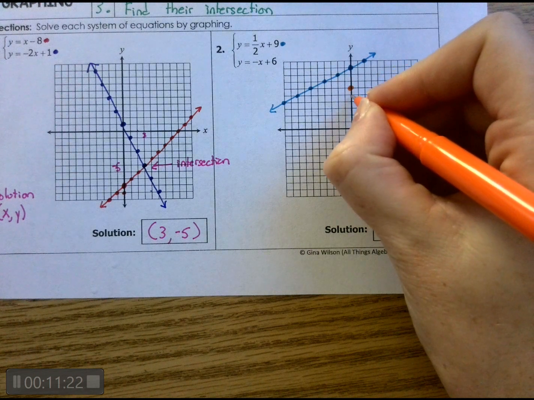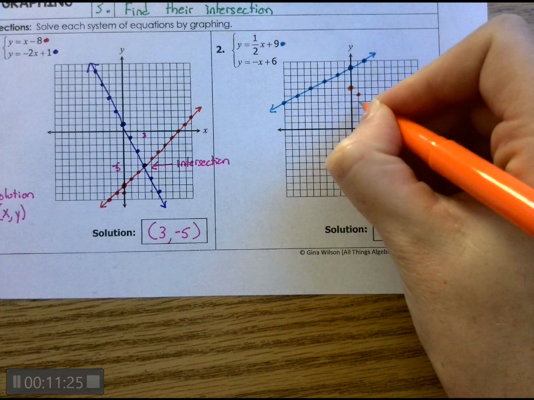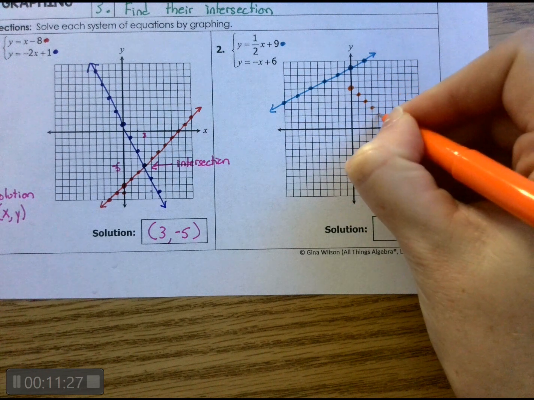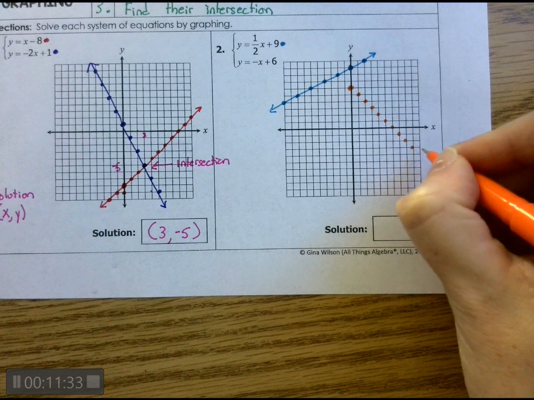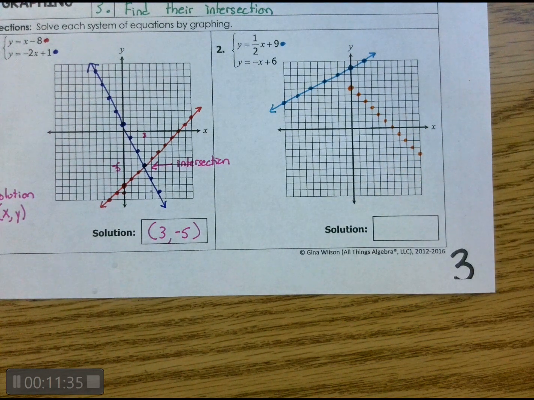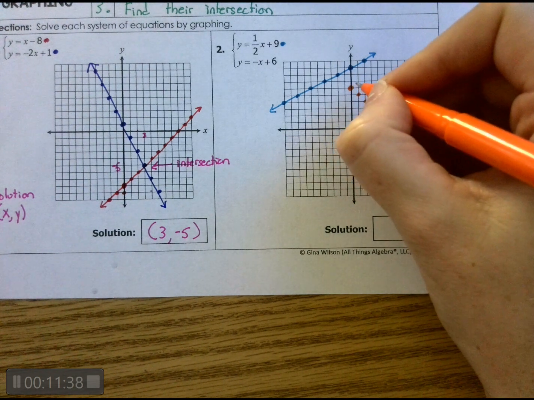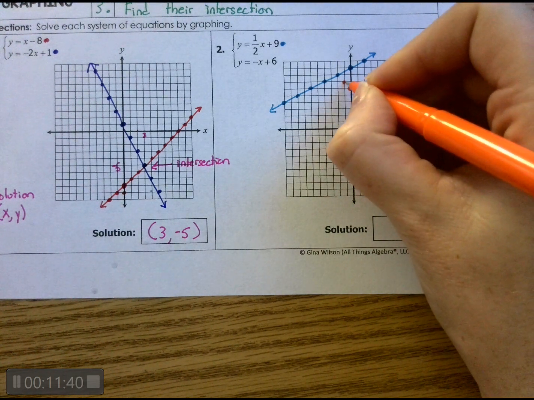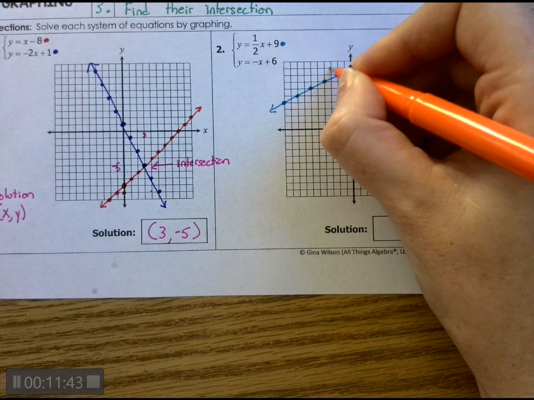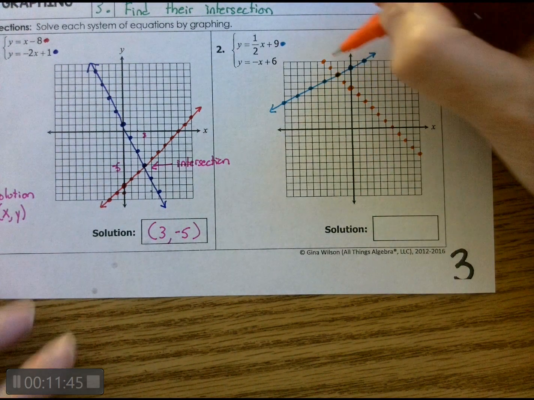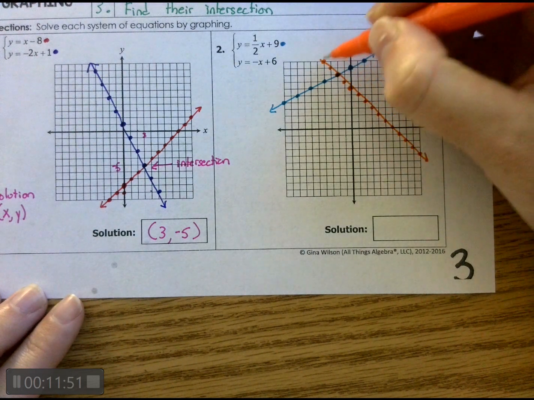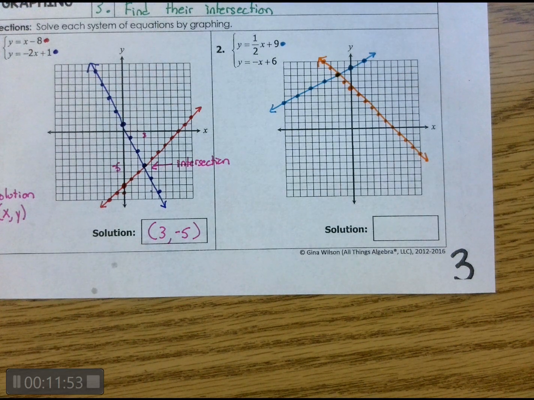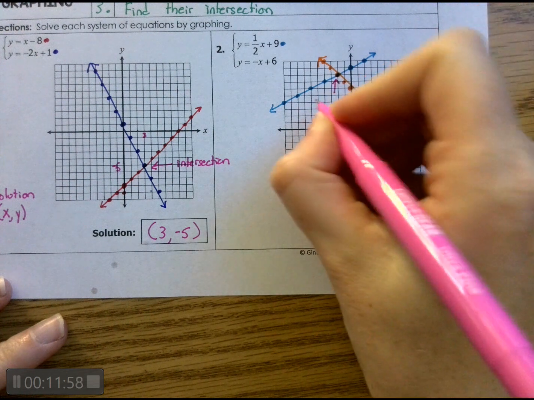So we are going to go down 1 to the right 1. And then when we run out of space, we go the opposite. So up 1 to the left 1. And then we connect our dots. And now we want to find our point of intersection, which is this one.